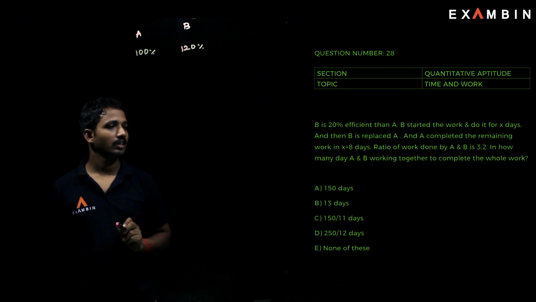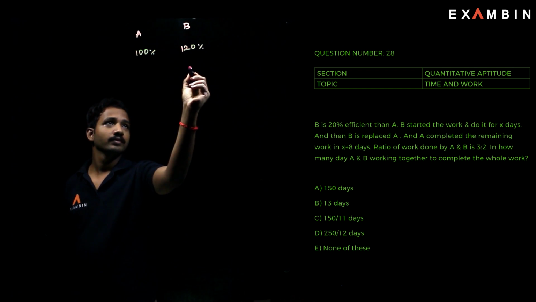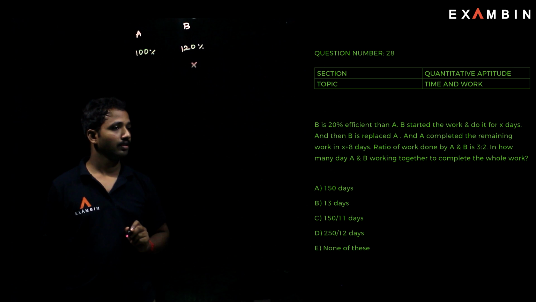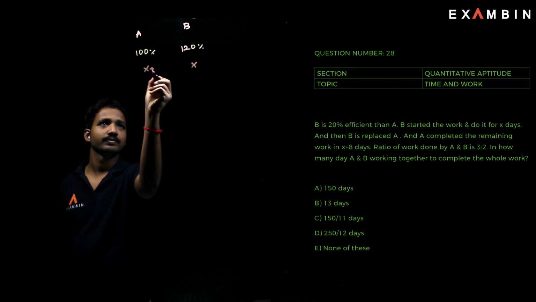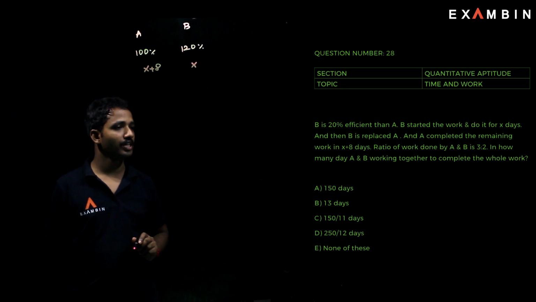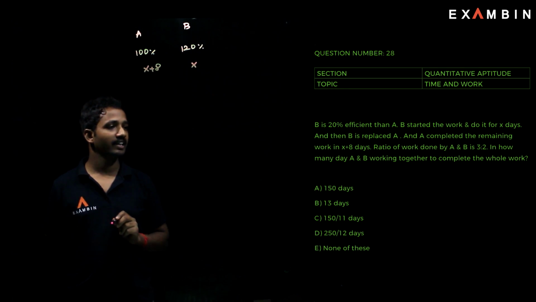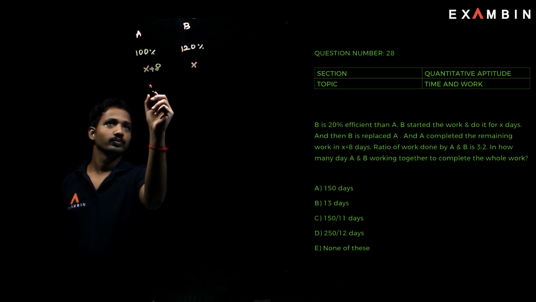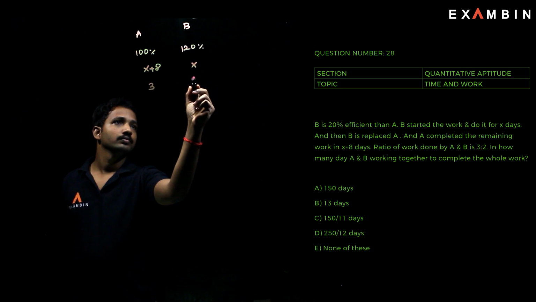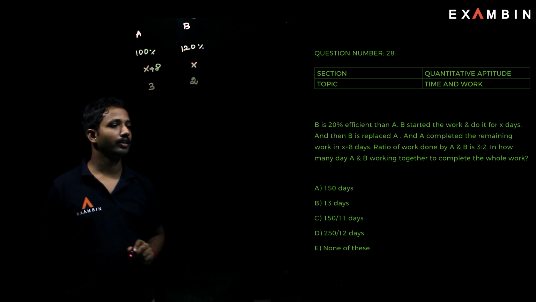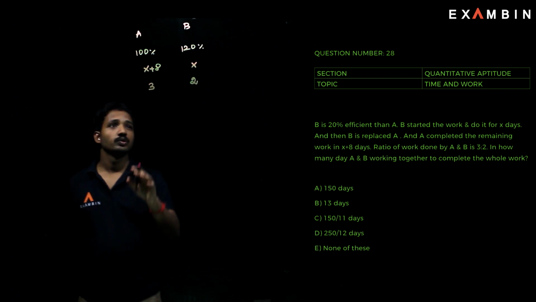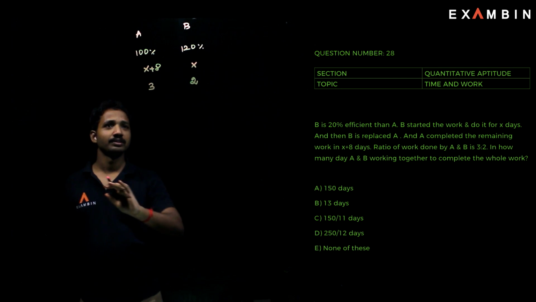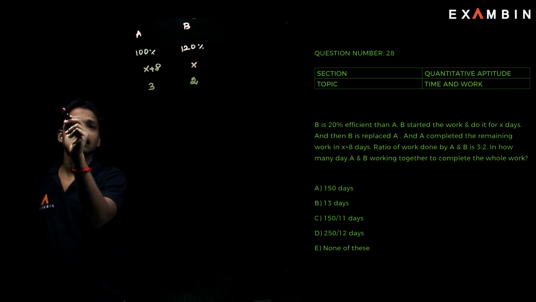B has started the work and does it for X days. And then A completed the remaining work in X plus 8 days. The ratio of work done by A and B is 3:2. In how many days can A and B, working together, complete the whole work? So we have only these data, and from these data we will calculate.